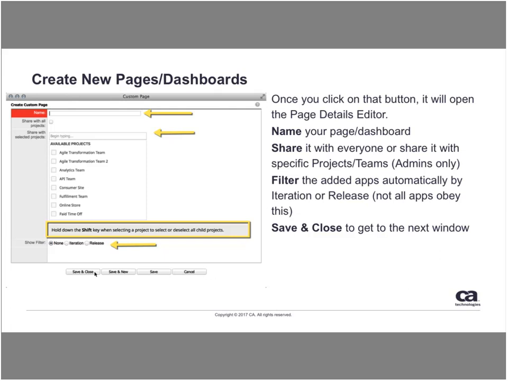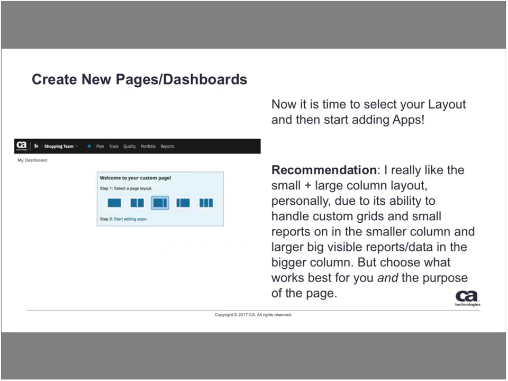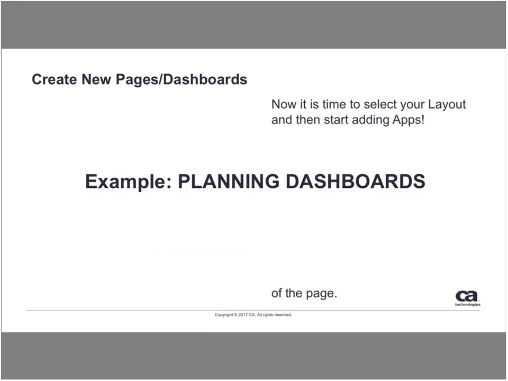Once you're done with this selection, then you would just click Save and Close. It would create the page and then present you with, all right, what's the page layout going to be, and then to start adding apps, which would bring up the app catalog.